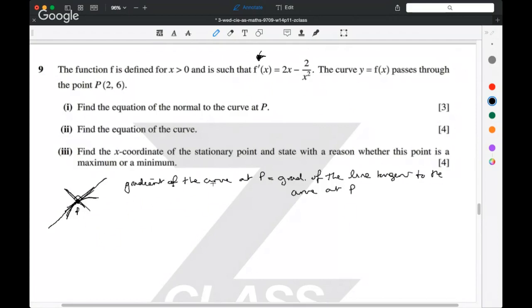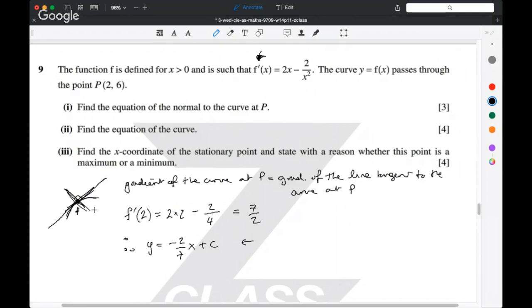So what is the gradient of the curve at P? Well, the gradient is given by f prime of x, right? So we just evaluate it at the x coordinate of P, which is 2. And that's going to be equal to 2 times 2 minus 2 over 4, which is going to be equal to 7 over 2. So therefore, our equation of the normal to the curve is going to have a gradient of -2 over 7 and some constant.